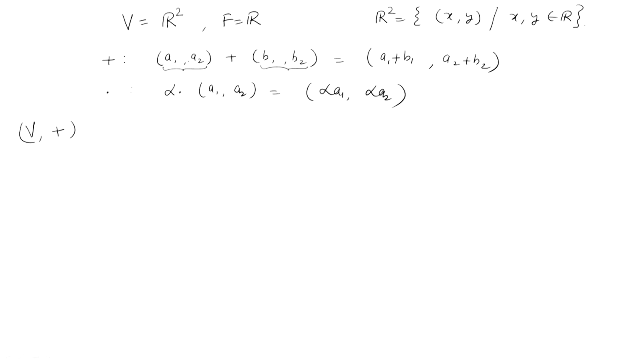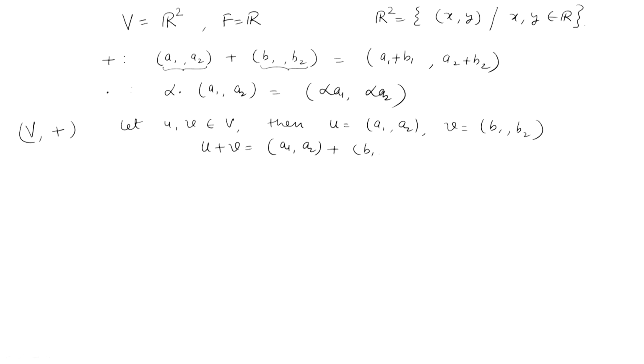This is very clear. Let u and v belong to R2 or V, then u will be equal to some A1 A2 and v will be equal to some B1 B2. Now, if you take u plus v, which is A1 A2 plus B1 B2, it is equal to A1 plus B1 by this definition and A2 plus B2, which also belongs to R2. That means it satisfies the closure property.